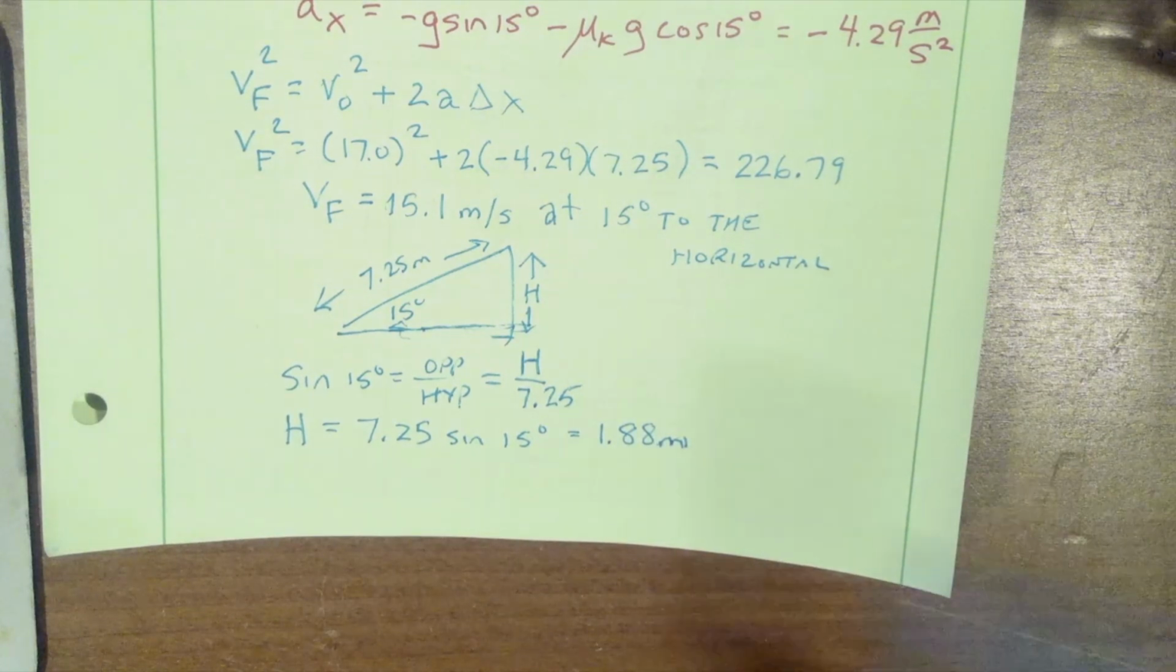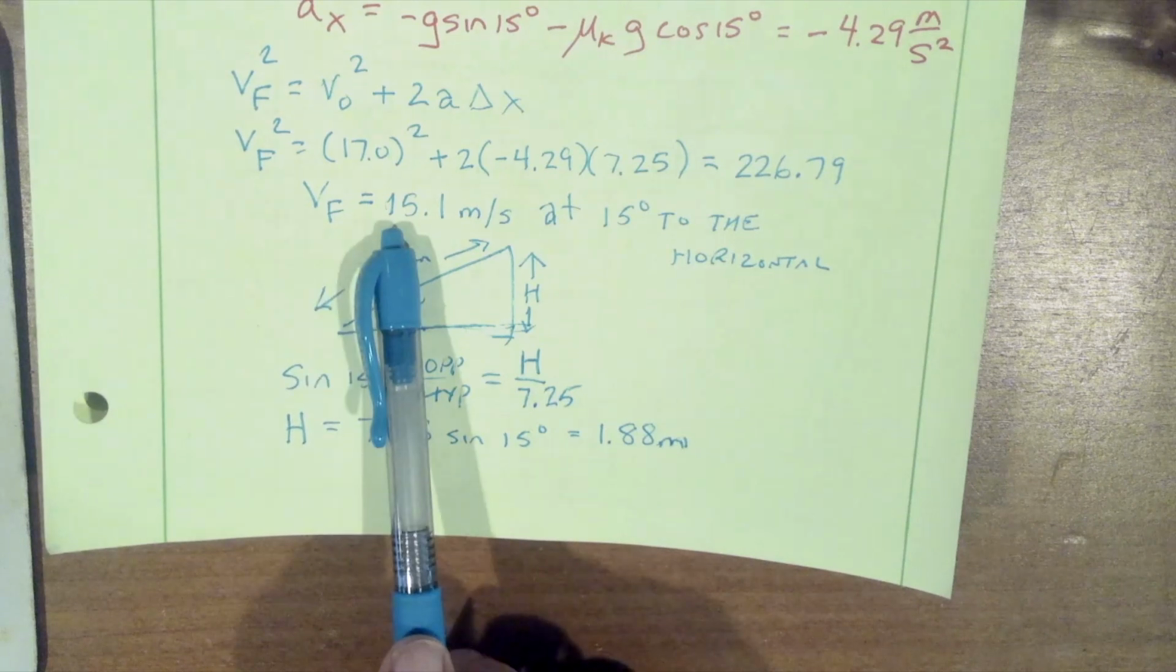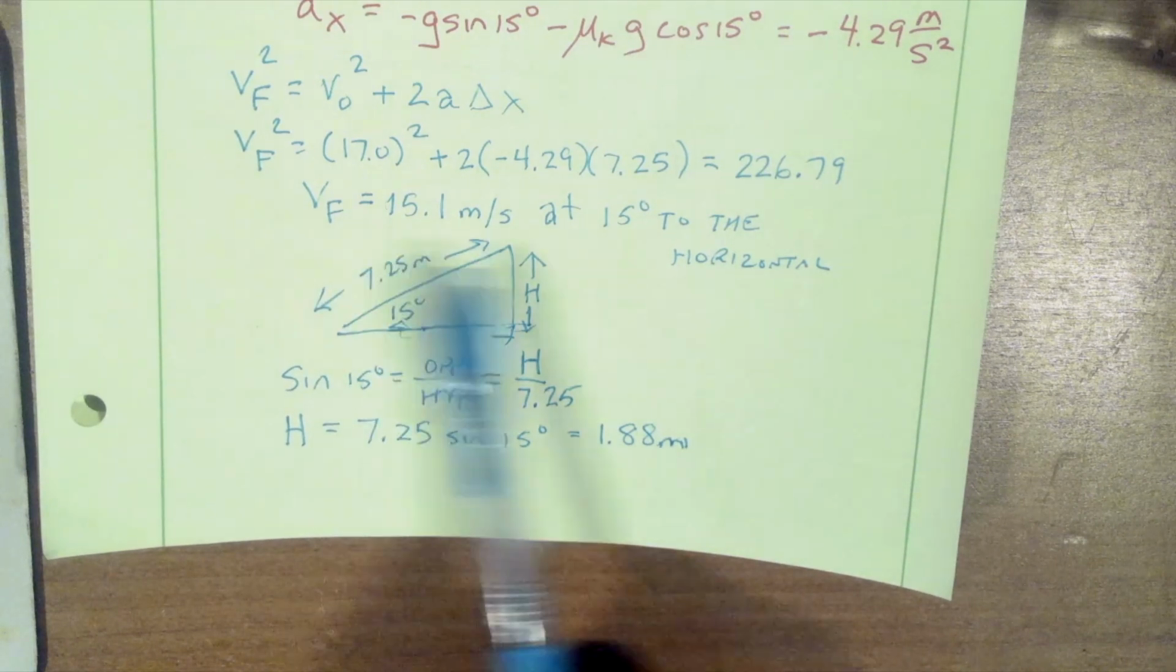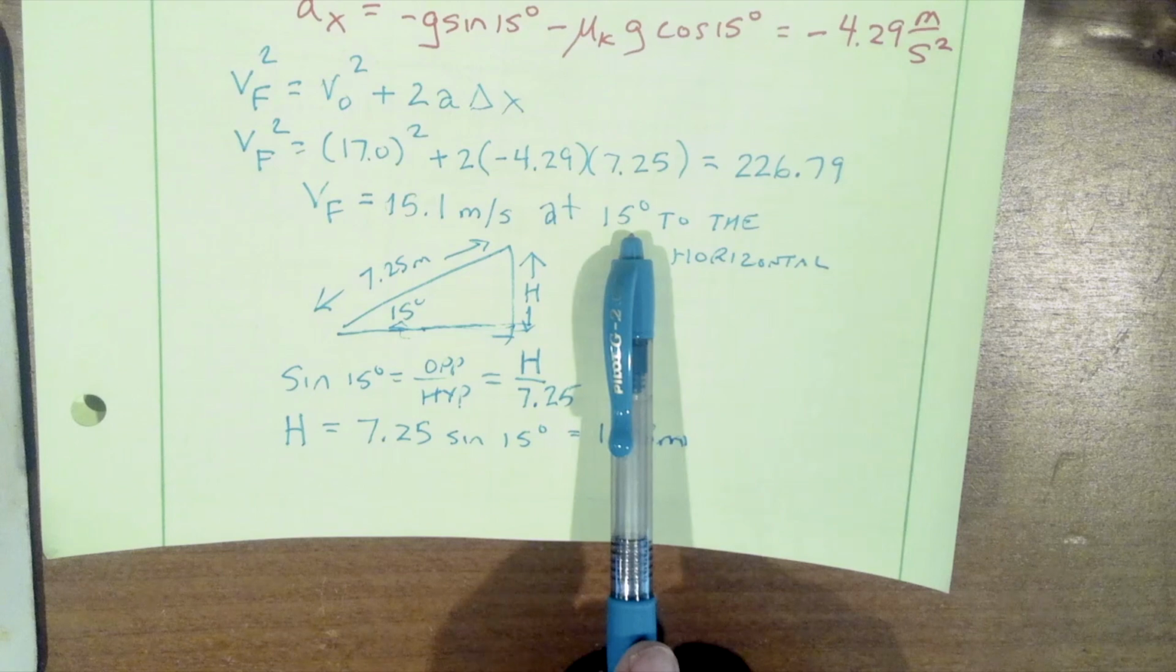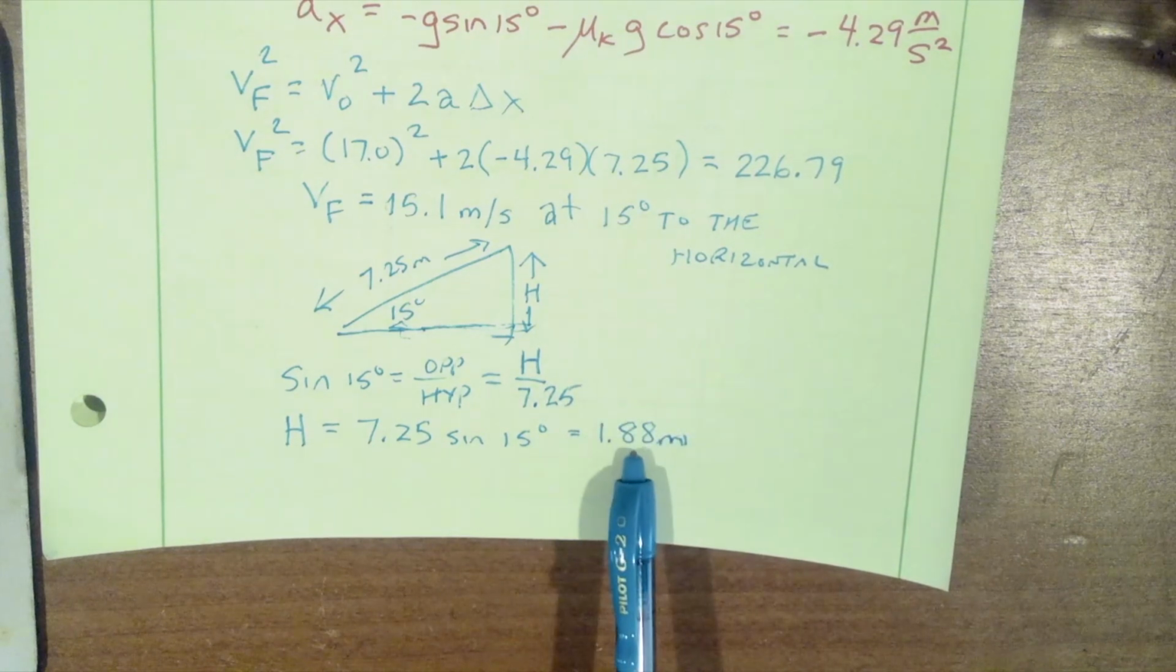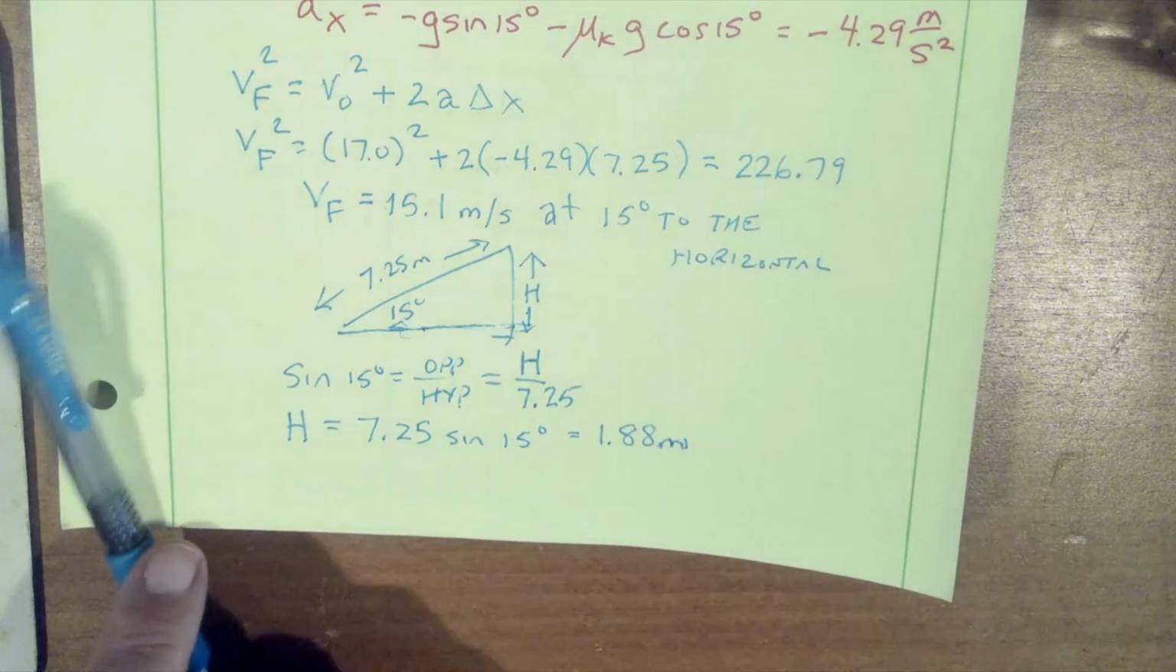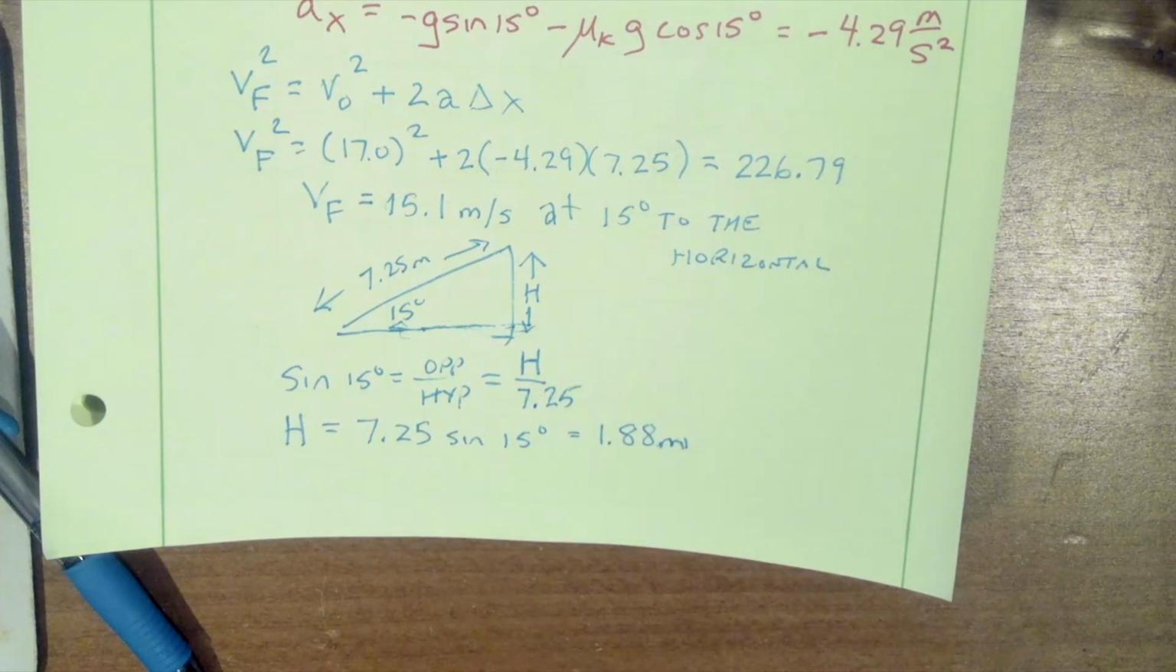So when she leaves the ramp, she is traveling at a speed of 15.1 meters per second at an angle of 15 degrees to the horizontal, and she is 1.88 meters off the ground. We will now carry this information over into the next video to talk about the trip down.